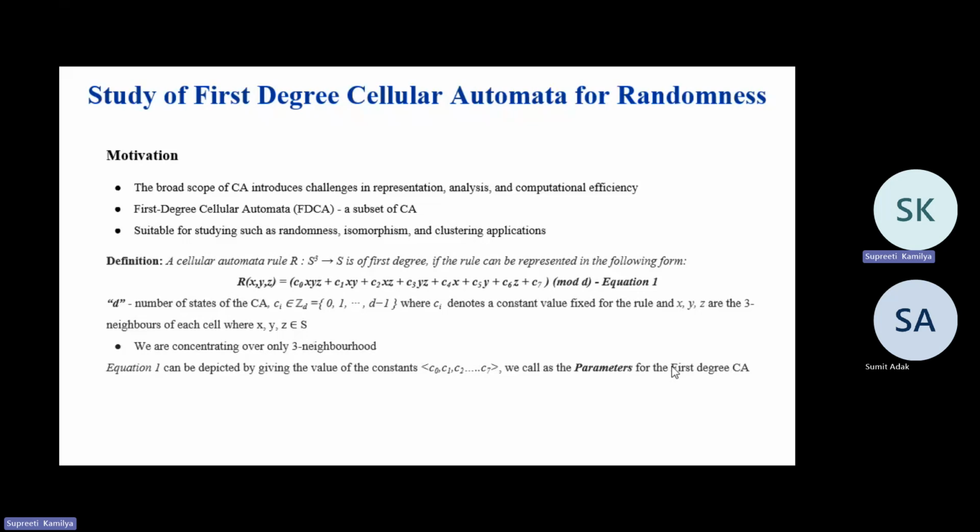Here is the definition of first degree cellular automata, where this equation demonstrates how a first degree cellular automaton can be represented. Here D represents the number of states of the CA, and Ci denotes the constant values. X, Y, Z are the three neighbors of each cell, where X, Y, Z is a subset of S. So we are mostly concentrating on only three neighborhoods in this work.